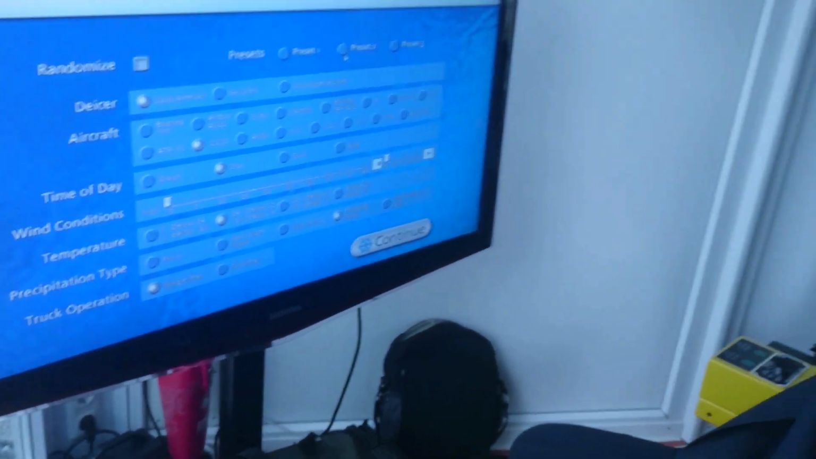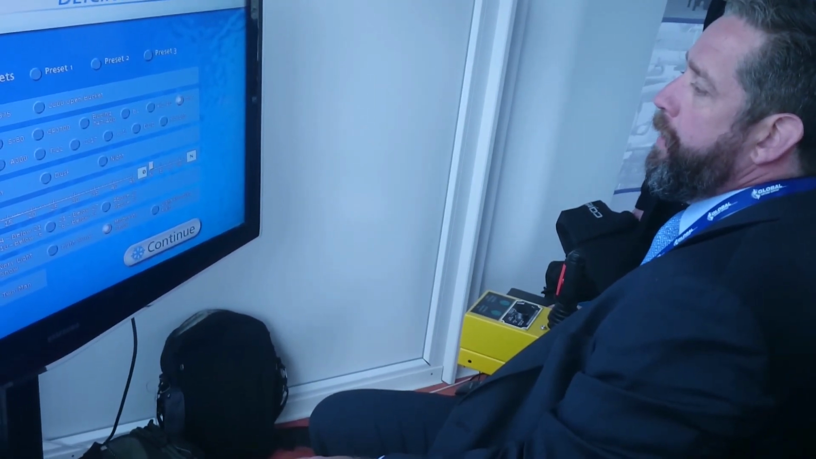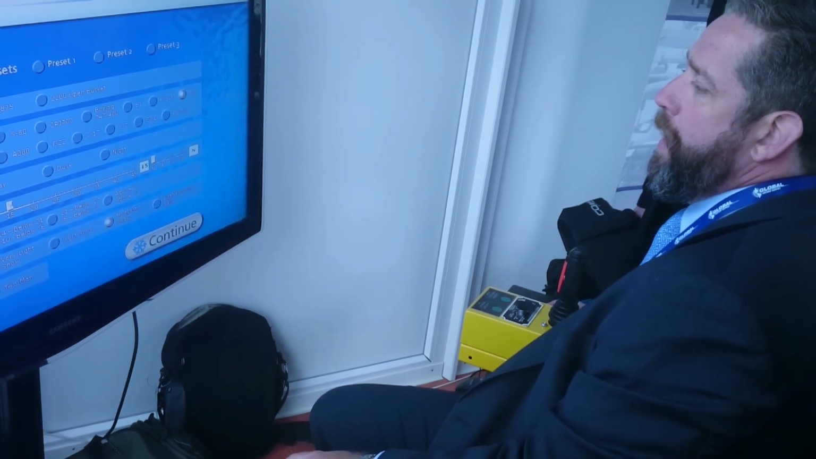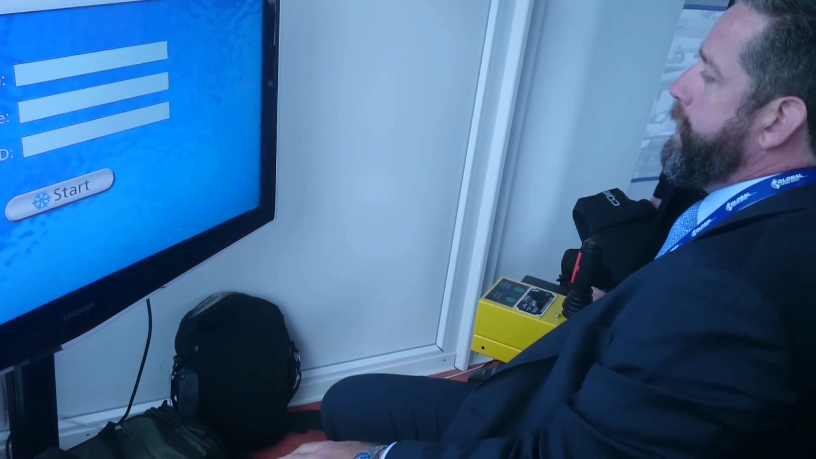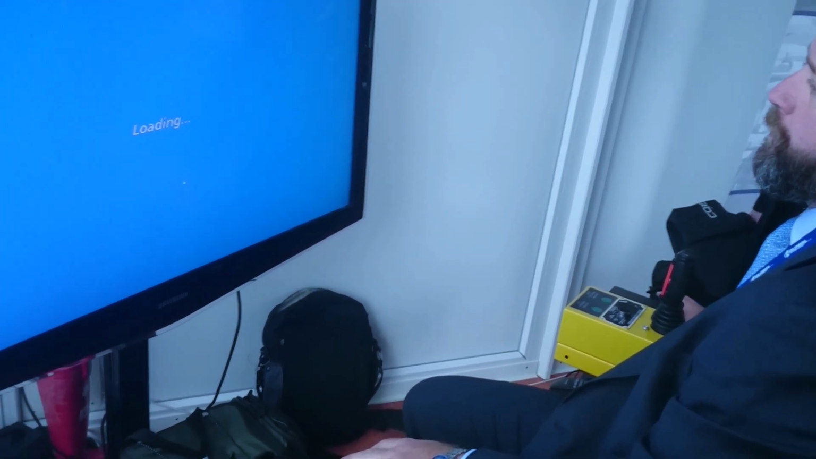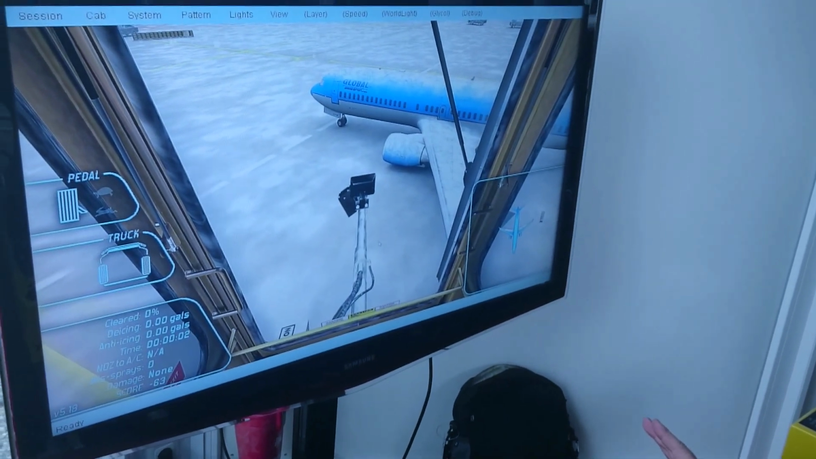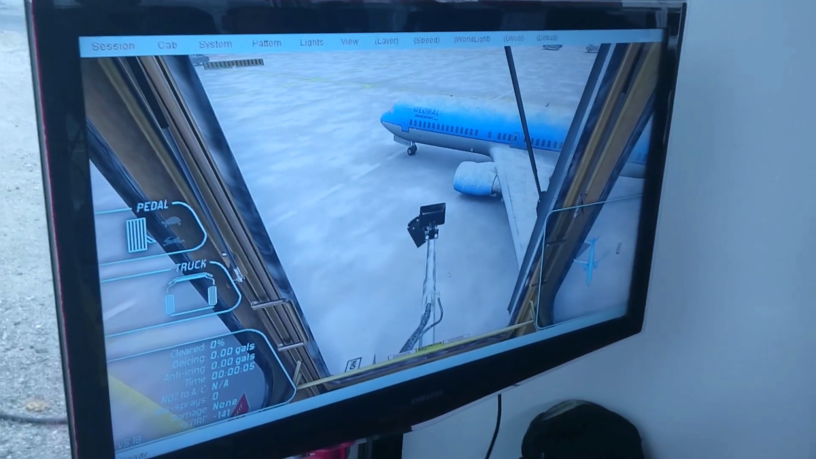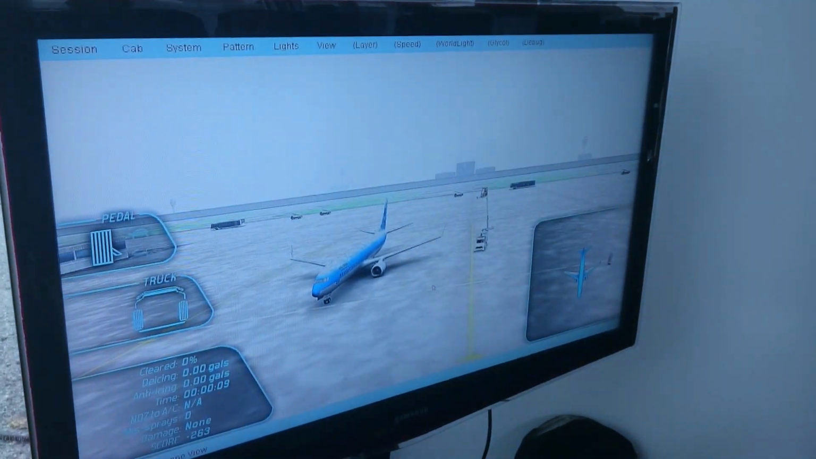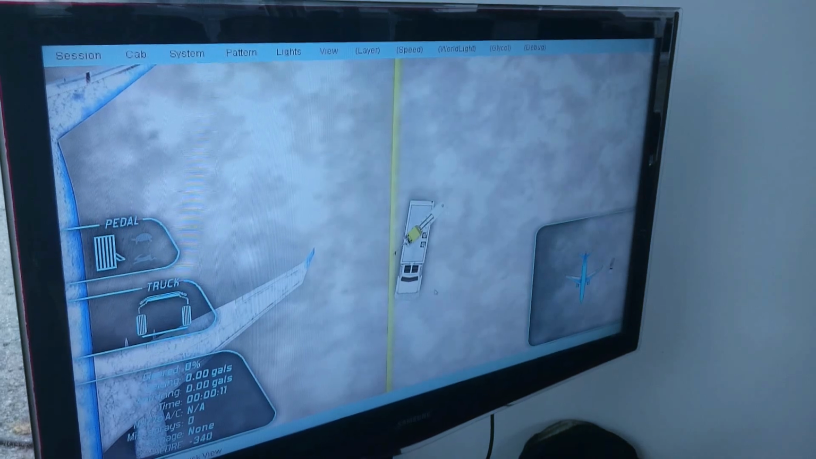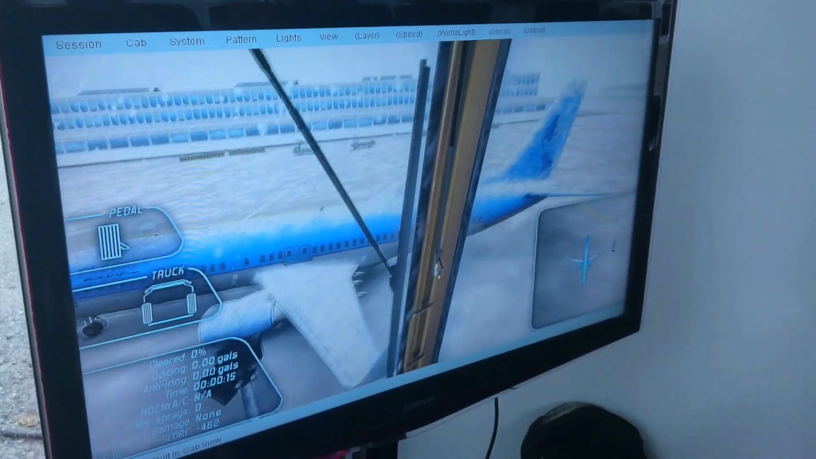So I will just pick a 737 day, and I'll do 15-mile-an-hour wind, temperature, precipitation, one man, continue, start. So now we start on the aircraft, and it is snowing, and we have 5 different views of the unit. And when you're inside, you can look around.